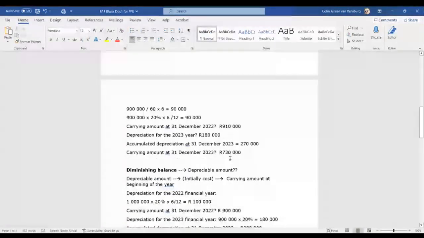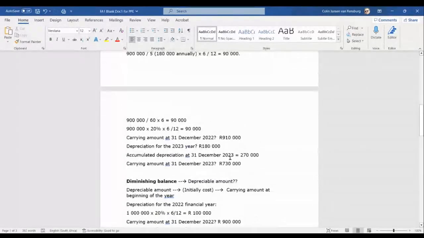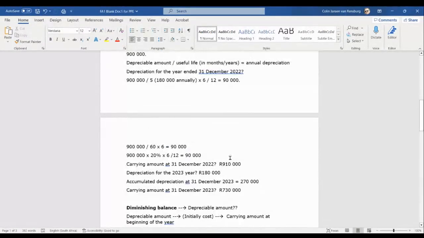So let us now go back to the diminishing balance method. In our very first year, ladies and gentlemen, in other words, the 2022 year. Now, I'm going to ask a few silly questions as well. We get to our 31st of December 2022, and we know that we've purchased this machine A on the 1st of July. So this is now a silly question. What is its carrying amount on the 1st of January 2022?